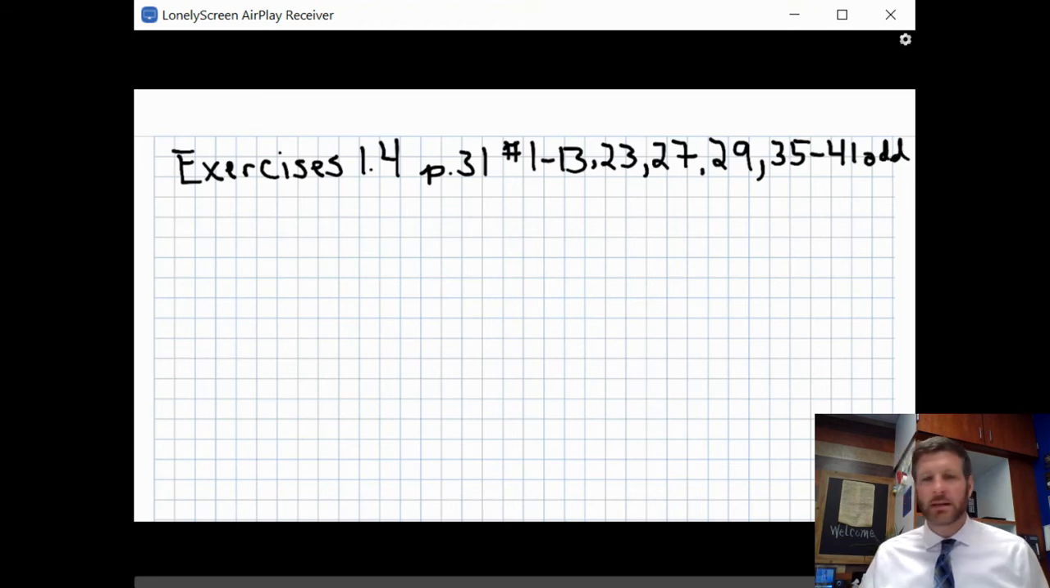Question number 1 is something that we covered in the homework, but again, I see people getting hung up on it, so I just wanted to walk you through it again. It says an angle measures x degrees. What is the measure of its complement? What is the measure of its supplement?